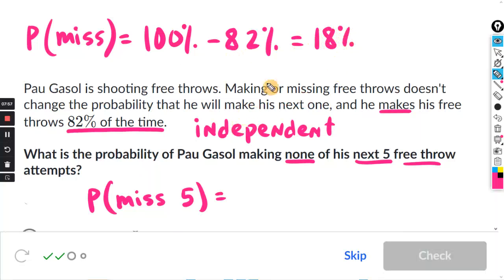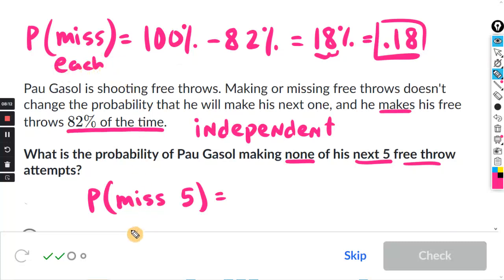All right, but we want to convert that to a decimal. You move it over 2 places, and that equals 0.18. That's the probability of missing each one. That's not for all 5. So to find the probability of missing 5, since they're independent, we're just going to multiply the 5 probabilities. These are all independent, that's why we're just multiplying.